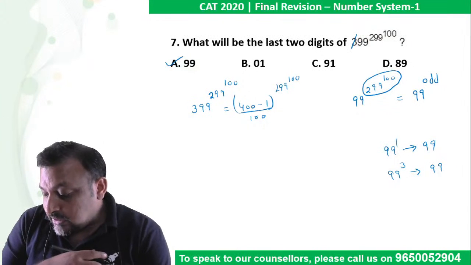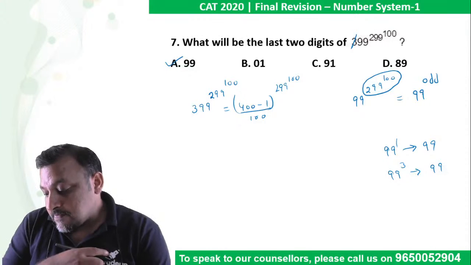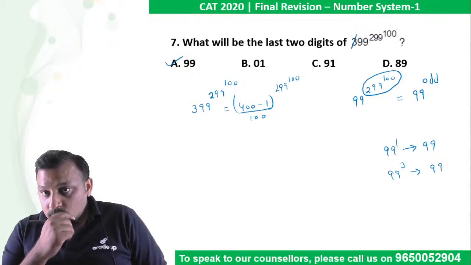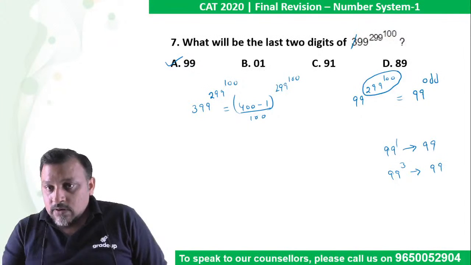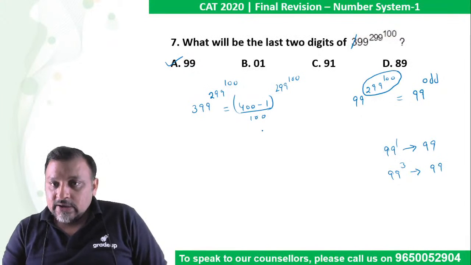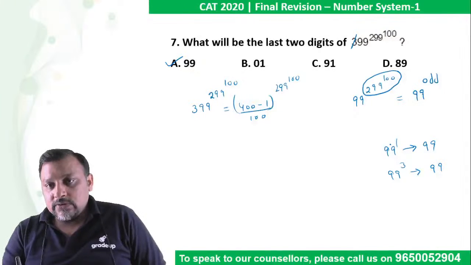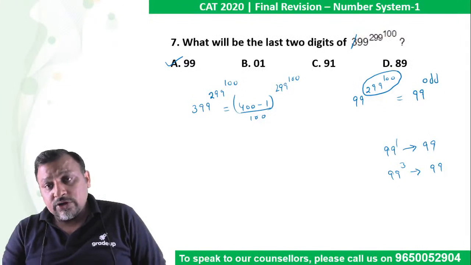Okay, Rishali, B is not correct. Either this method, dividing it by 100 and finding the remainder, which is the same as the last 2 digits, or this method. Any confusion or doubt in this?